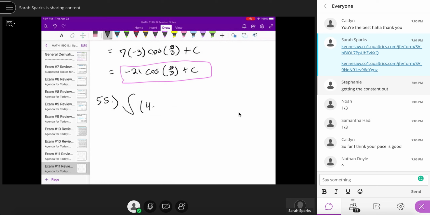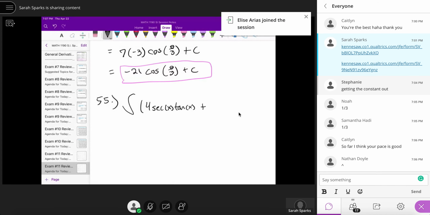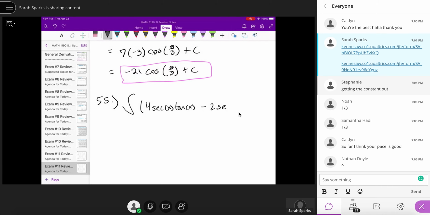4 secant x times tangent x plus 2 secant squared x, or sorry, minus 2 secant squared x dx.